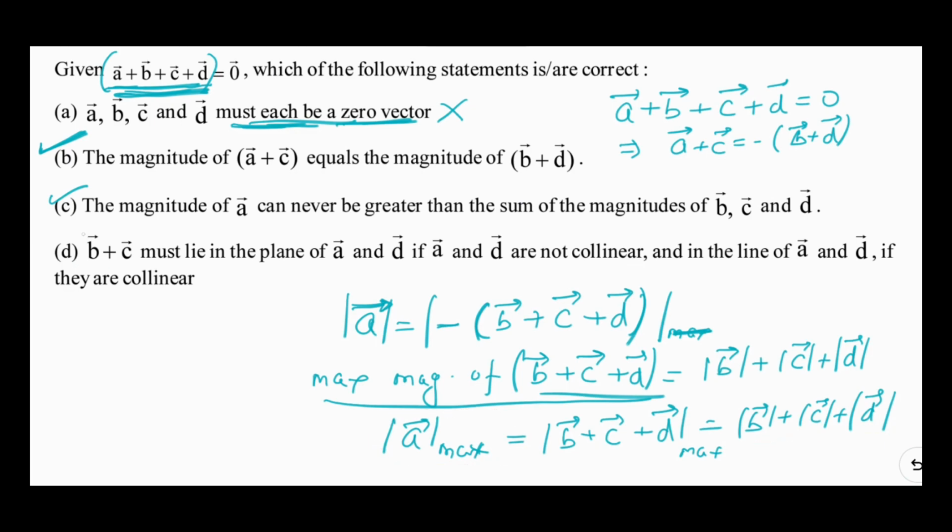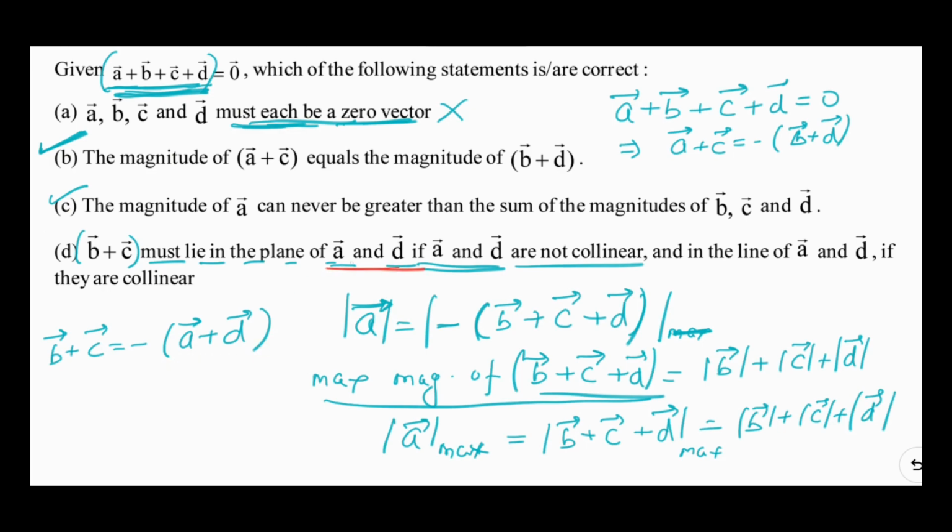Now the next option: b plus c vector must lie in the plane of a vector and d vector if a and d are not collinear, and in the line of a and d if they are collinear. Now you can also write b vector plus c vector is negative of a plus d. So b plus c vector must lie in the plane of a and d vectors.